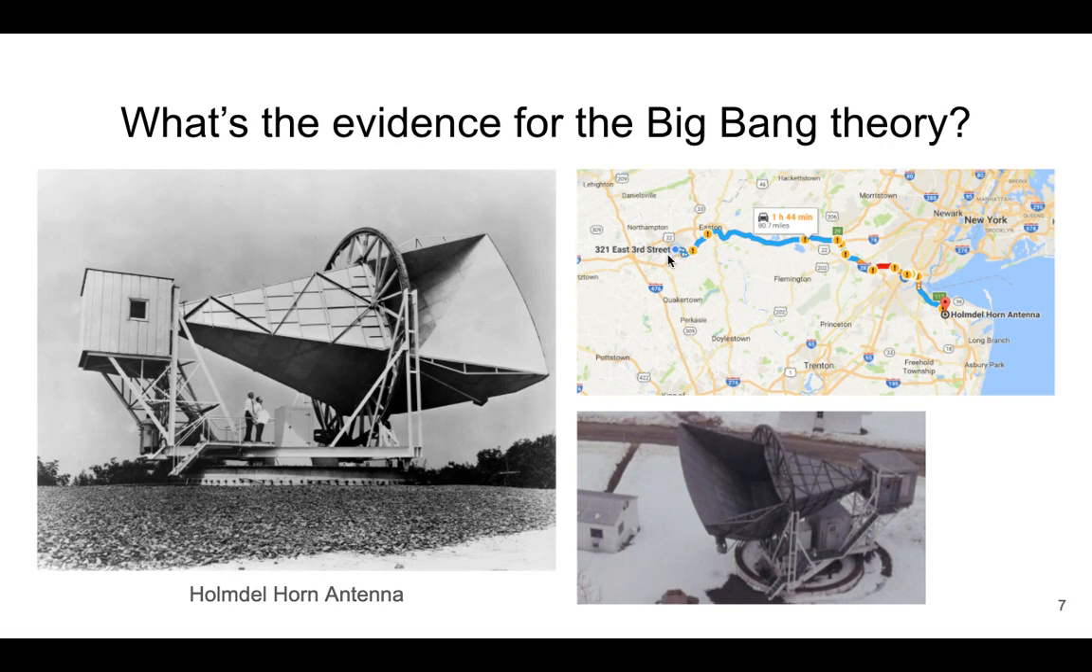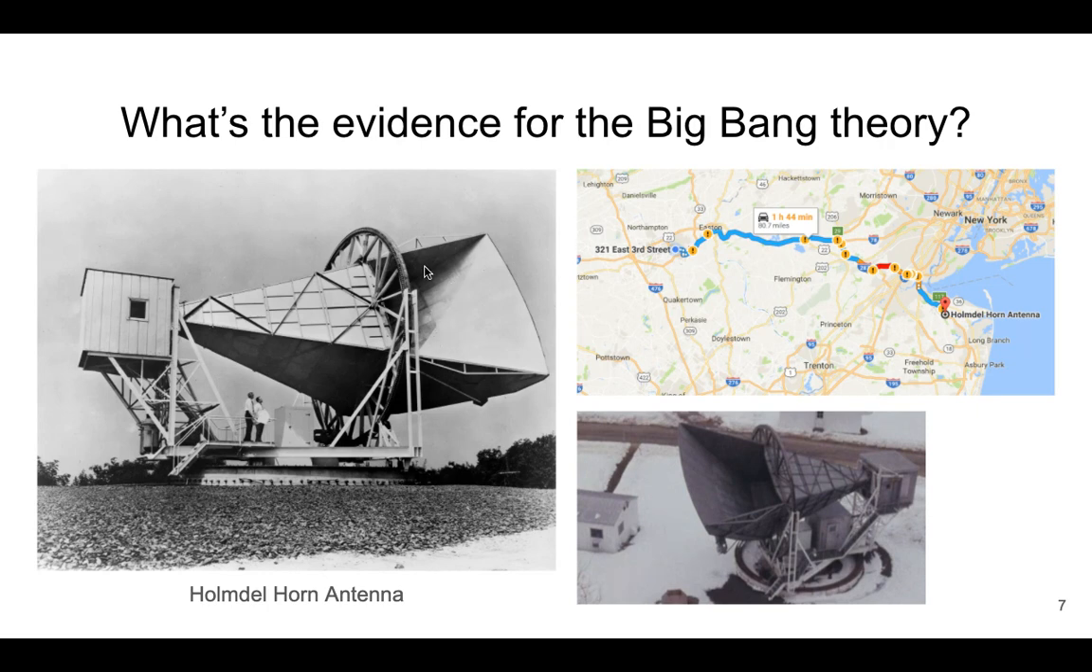So here, if you want to drive from 321 East 3rd Street, which is where the school is, and drive to Holmdel, New Jersey, it'll take you about an hour 44 to get all the way out to the Holmdel horn antenna. So they built this thing back in the 50s, and let me just explain what's going on with this thing. So it looks kind of like a big cornucopia, basically.